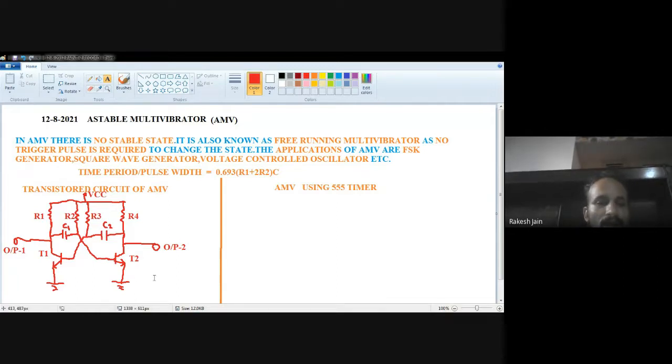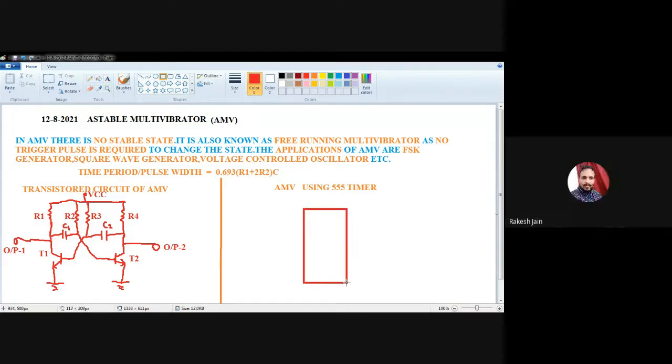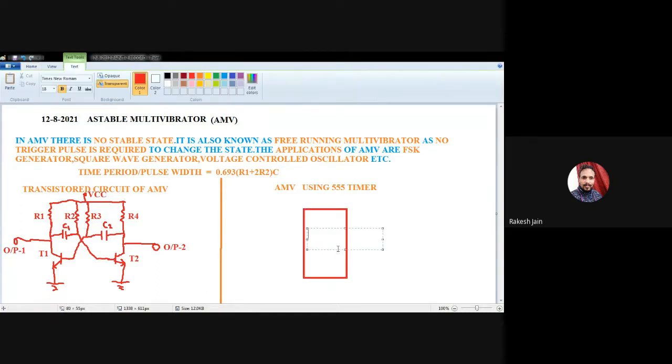As we know, the 555 timer has 8 pins: trigger, threshold, VCC, output pin, right? Reset pin. So pin 4 is reset, pin 8 is VCC, pin 2 is trigger, pin 6 is threshold. Pin 1 is ground. So we just make the proper connections. Let's suppose this is your 555 timer IC, for astable multivibrator. So I just write down AMV.